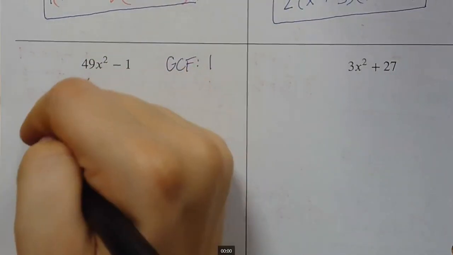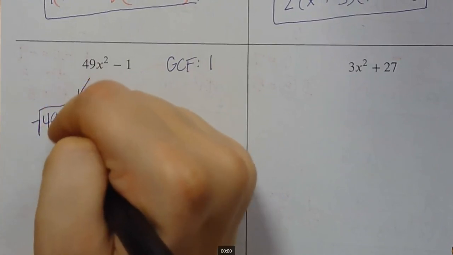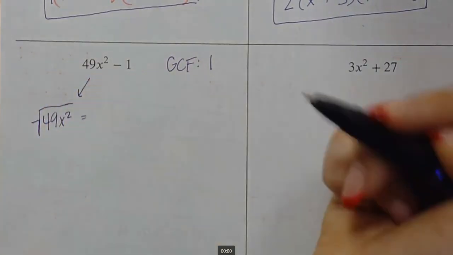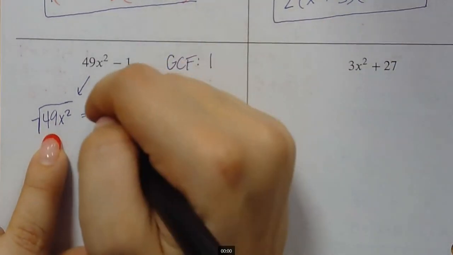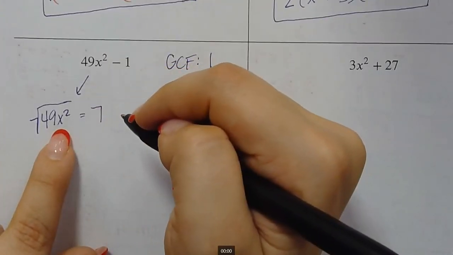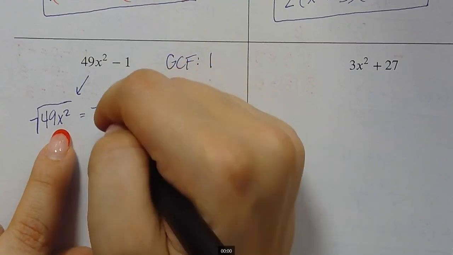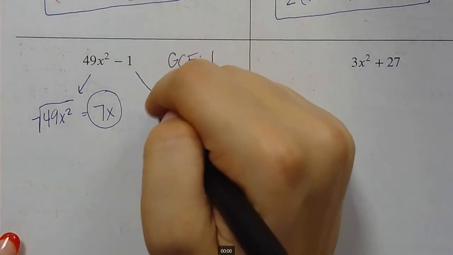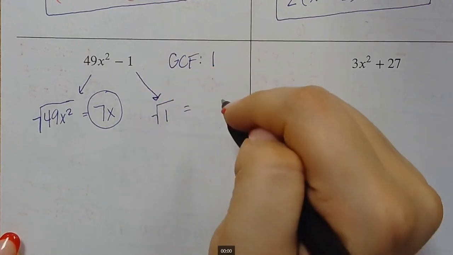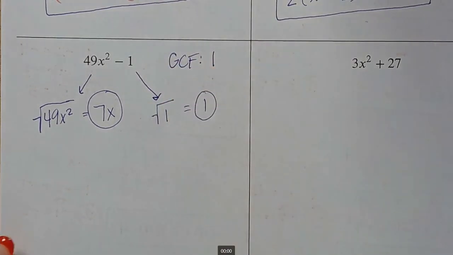So I take this first one, the square root of 49x squared. When there's a coefficient there, just do it separately. What's the square root of 49? 7. And the square root of x squared? X. So it's just 7x. Does that make sense? Okay. Then we do the next one. What's the square root of 1? 1.